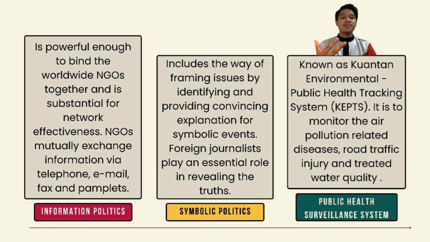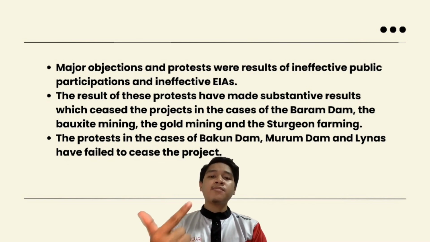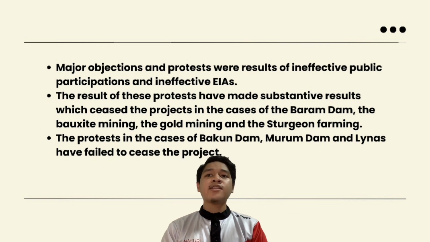As for the conclusion, major objections and protests were the result of ineffective public participation and EIAs. The protests have halted the projects of Baram Dam in Sarawak, and bauxite mining, gold mining and sturgeon farming in Pahang. On the other hand, the protests in the cases of Bakun Dam, Murum Dam and Lynas have failed to stop the projects.